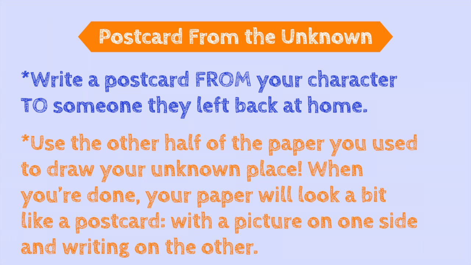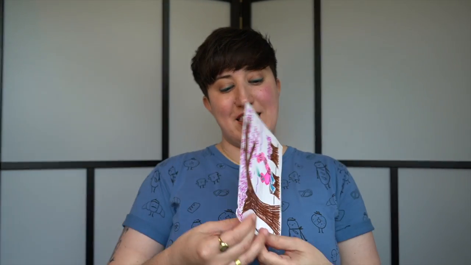Use the other half of the paper you used to draw your unknown place to write your postcard. When you're done, your paper will look a little bit like a postcard with a picture on one side and writing on the other. So let me show you what this postcard looks like when you're done. So here's my drawing on one side, and then on the other side, here's the message that I wrote from Kat. It's actually a little bigger than a postcard, but I think it still kind of looks like one.